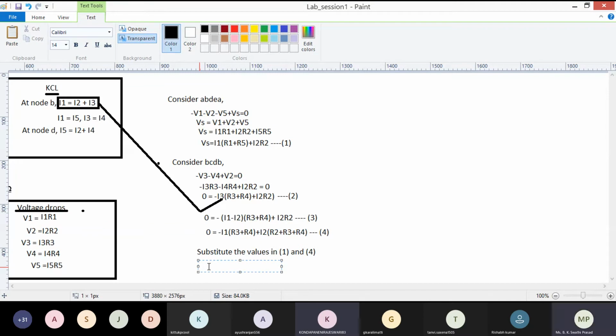Yeah, tell me now. What do you get? Substituting the values in equation 1. Ma'am, once show please R1 and R5 values, I can't see. R1 and R2, R3, R4 values I cannot see, ma'am.